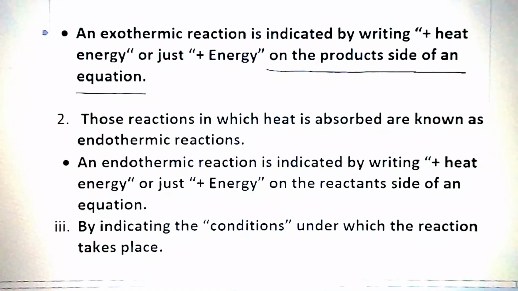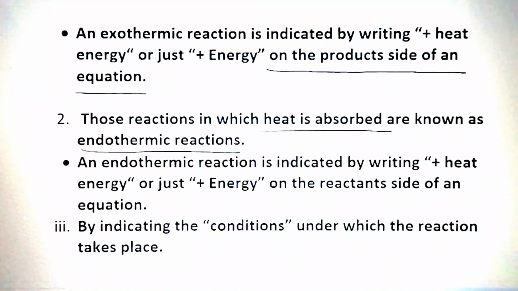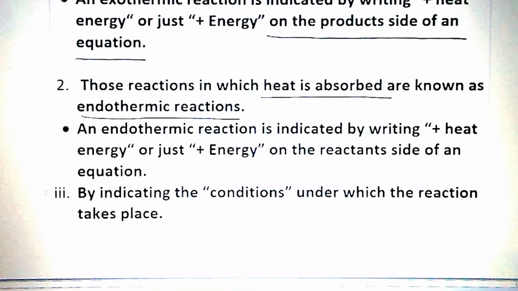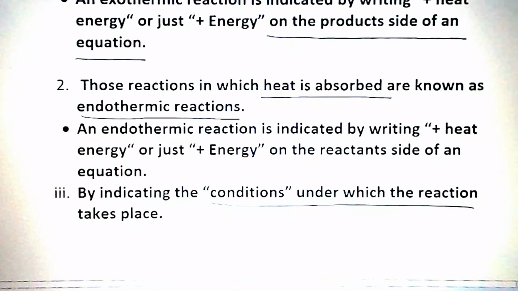Those reactions in which heat is absorbed are known as endothermic reactions. In endothermic reaction, plus heat energy is written on the reactant side of an equation. For example, in this reaction, plus heat energy is written on the reactant side. It means heat is absorbed. And the third point is by indicating the conditions under which the reaction takes place.